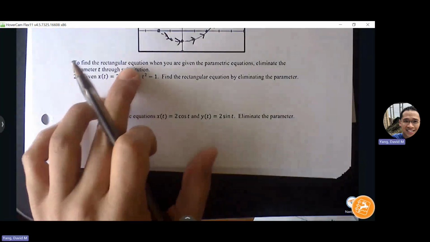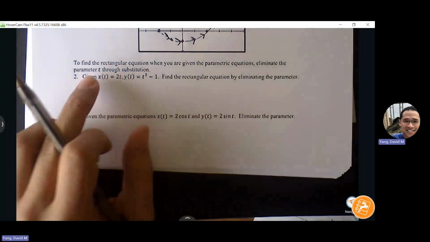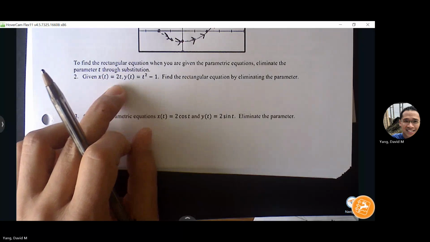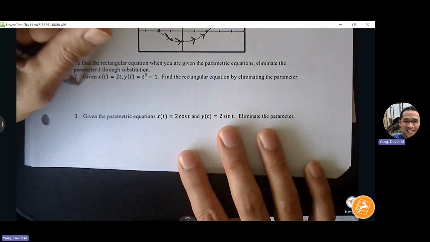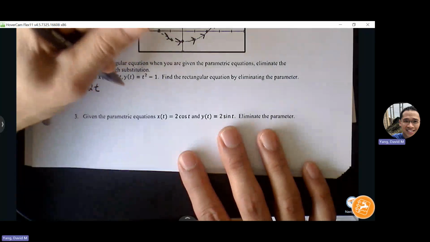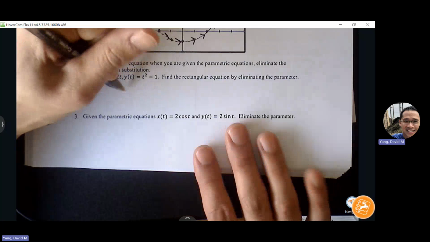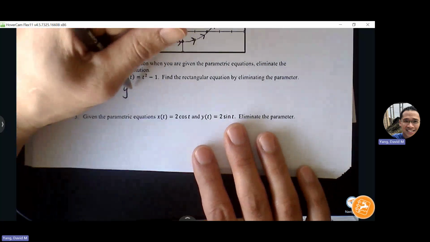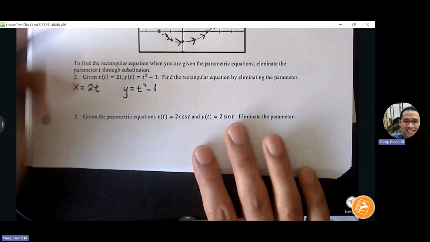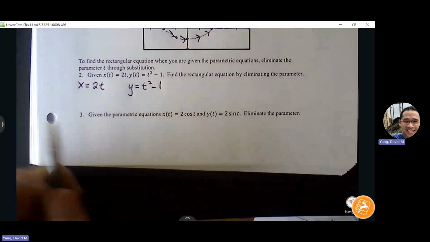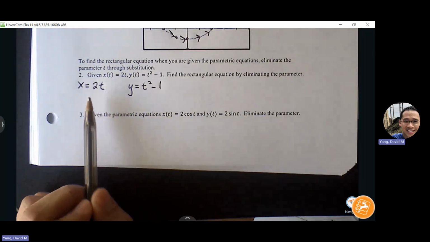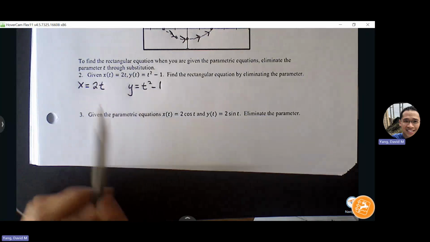So to find a rectangular equation when you're given a parametric, we're going to eliminate the parameter t through substitution. So we're going to figure out a way to solve for t and then replace the t back in terms of the other variable. And we're hoping that we can get the equation as something purely in terms of x and y with the t removed. So the way we do that is we find the easier t variable to solve for. Which equation is easier to solve for t?